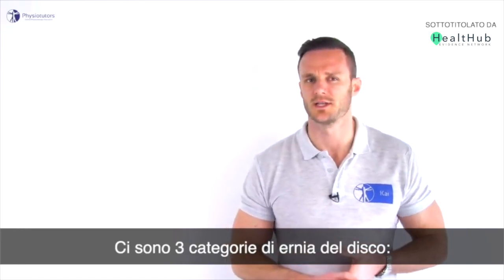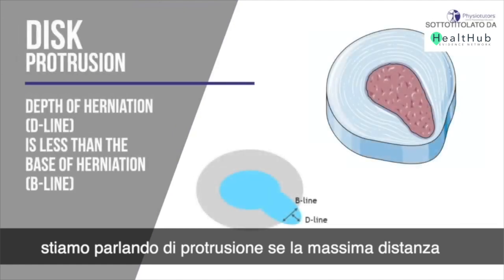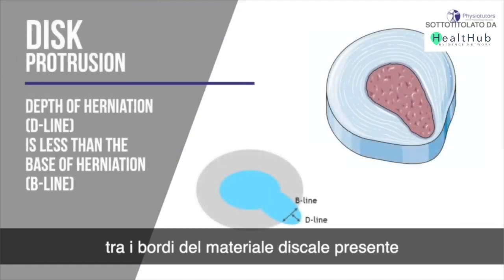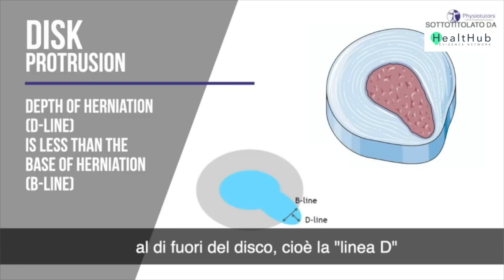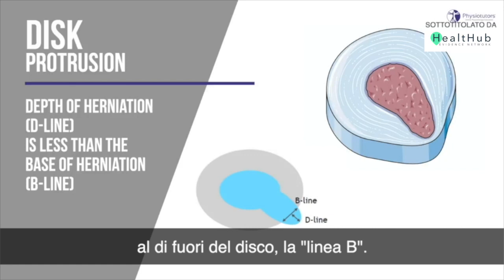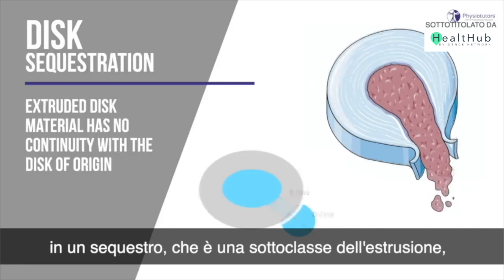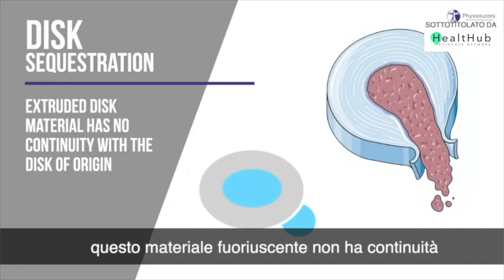There are three categories of disc herniations. We are talking about a disc protrusion if the greatest distance between the edges of the disc material presenting outside the disc space, so the D line, is less than the distance between the edges of the base of that disc material extending outside the disc space, which is presented by the B line. In an extrusion, the D line is bigger than the B line. And in a sequestration, which is a subclass of a disc extrusion, the extruded disc material has no continuity with the disc of origin.